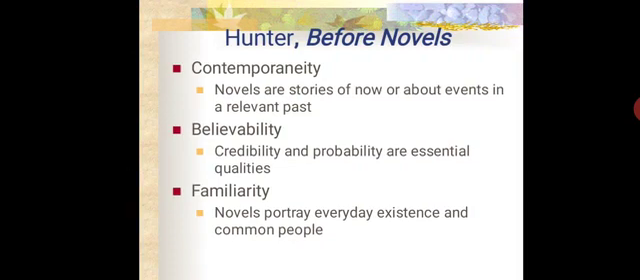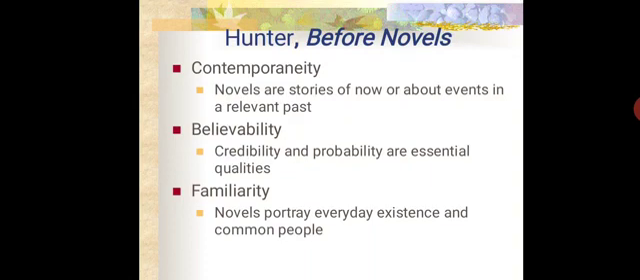Next is Hunter. He presented what happened before novels. In it, he said, contemporaneity. Novels are stories of now or about events in a relevant past. The presentation of the novels is in a relevant past related to the middle class people. Believability, credibility, and probability are essential qualities. So credibility and probability are the most important qualities for readers to believe in these novelists and these kinds of writings.